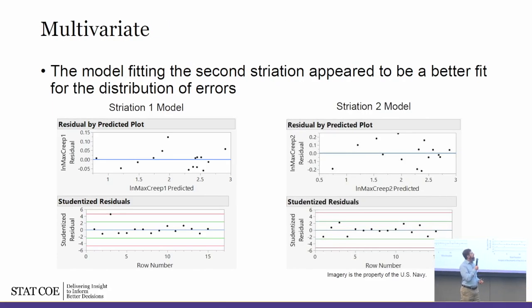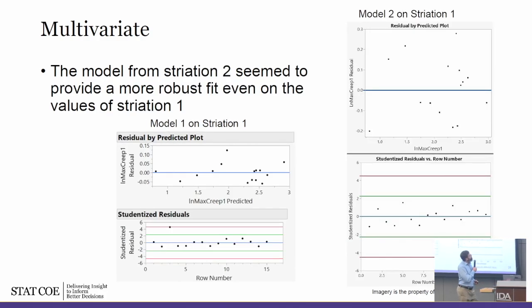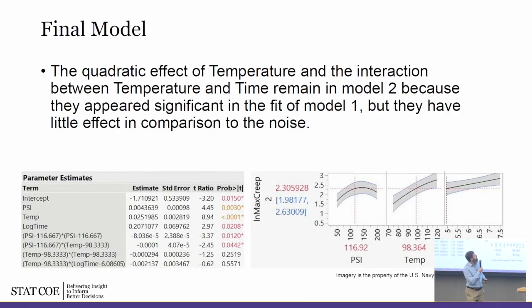Okay. So as I said, we made a model off of each set of striations. Turned out that the model for the second striation was a more robust fit, not only on its data, but also for the other striation. So we ended up choosing that as our final model. Now, skip that because that demonstrates just what I said there. Okay. Our final model looked like this.